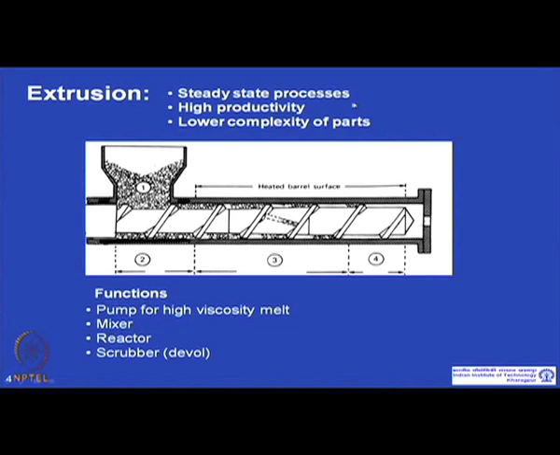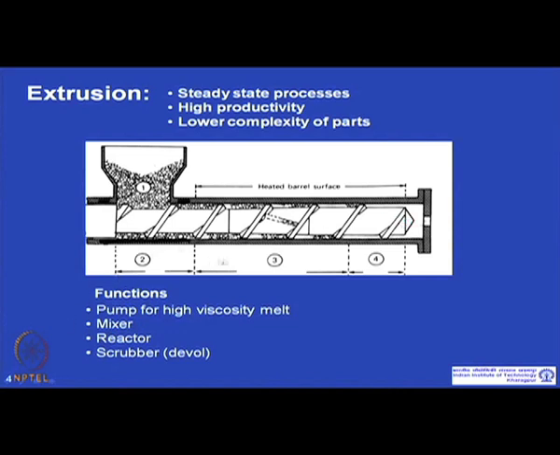It is a continuous process having high productivity, and it is used for making low complexity parts like pipes, sheets and so on. This is a schematic of an extruder, where extrusion is made. One screw is shown. This is a single screw extruder. In some other cases there could be 2 screws, which makes that instrument a twin screw extruder.